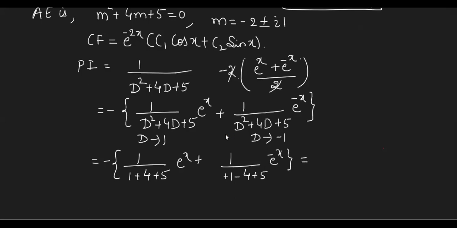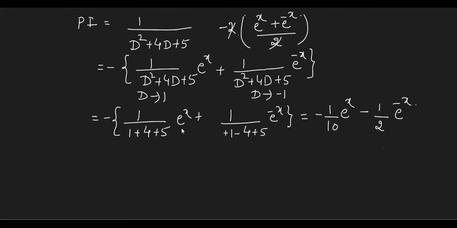1 by 10 e raised to x. Minus 1 by 10 e raised to x. Plus 1 by 8 e raised to minus x. 5 plus 1 is 6 minus 4, I think 2. Is it 2? 1 by 2 e raised to minus x. This is positive, so this minus I am taking inside. Now what do you write? GS, no? Substitute. GS is y equal to. What have we got as the CF?